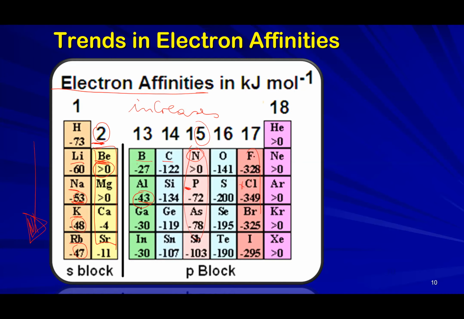We have an exception in fluorine and chlorine. So if we say that going down the group the value is decreasing, less energy is being produced. But you can see that chlorine is producing more energy than fluorine.